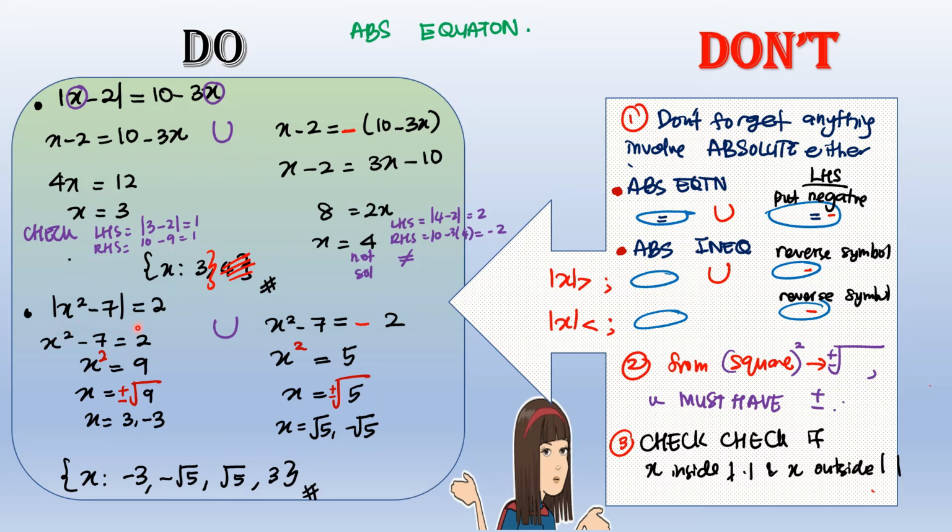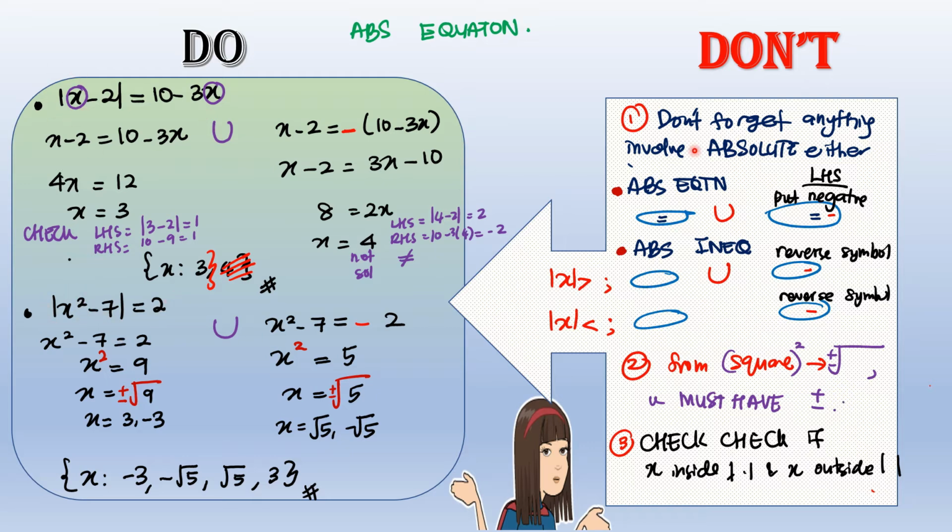Okay, we look at another absolute equation here. So we have positive 2, we have negative 2, so x squared equals 9. From a square, you change to root, you have to put plus minus. That's why we got 2 values here. So do we need to check all these 4 answers? No, you don't have x outside. Here you had x outside, x inside. For you to check, you have to have both.